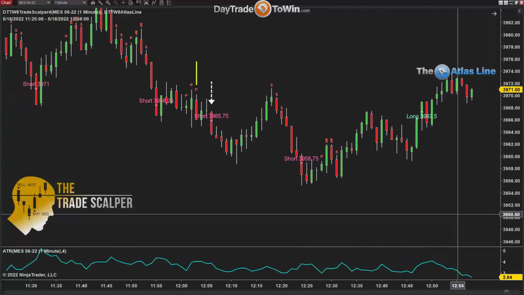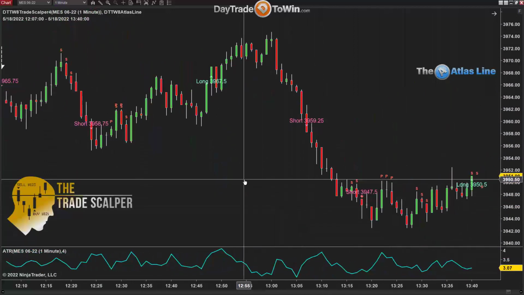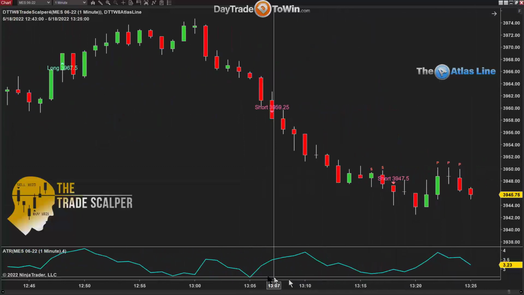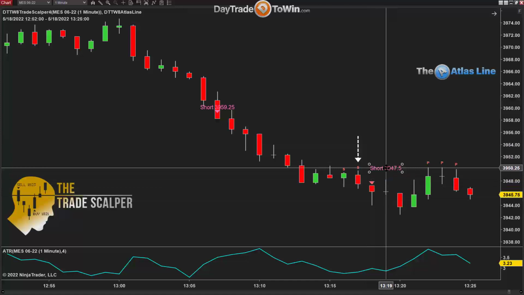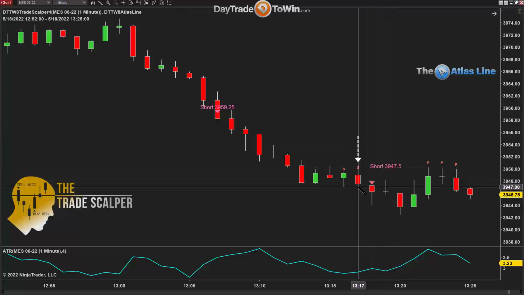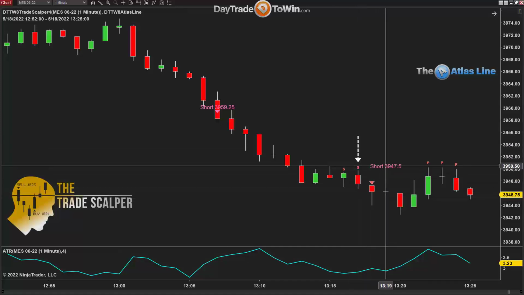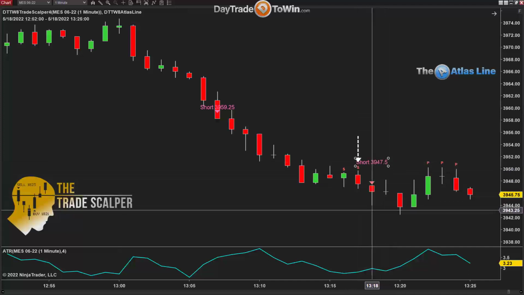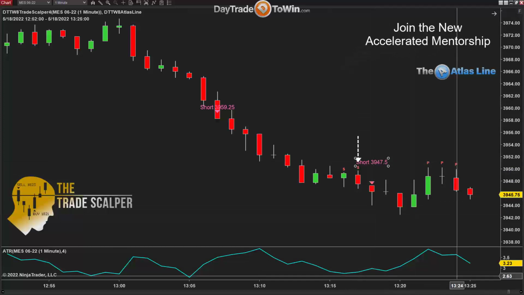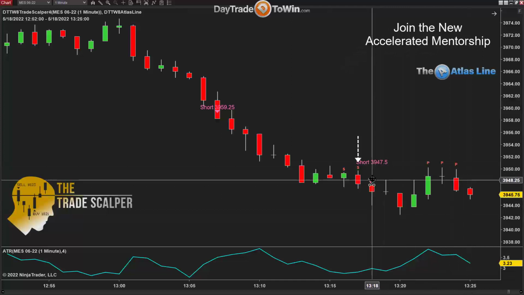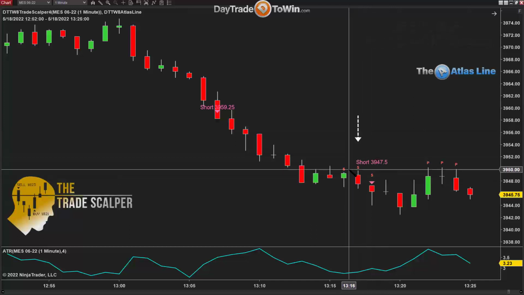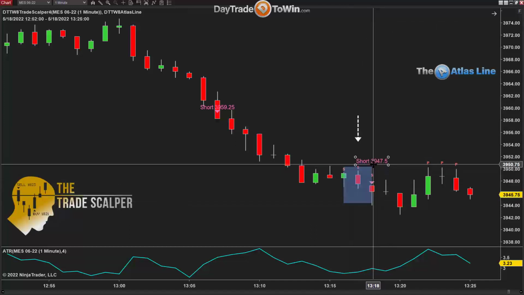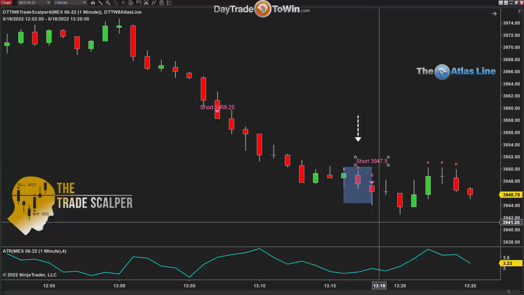Let me see if I can find another example for you, Colin. So how about this one over here? What do you think about this one here? Right here. So here's a signal to go short, the strength trade at 1:17, and here's a Trade Scalper short at 1:18, happening at relatively the same time. And I don't know if I could move that. Yeah, I can. So here is the strength trade pattern, and here's the signal. So maybe we'd look for something more accurate like that.